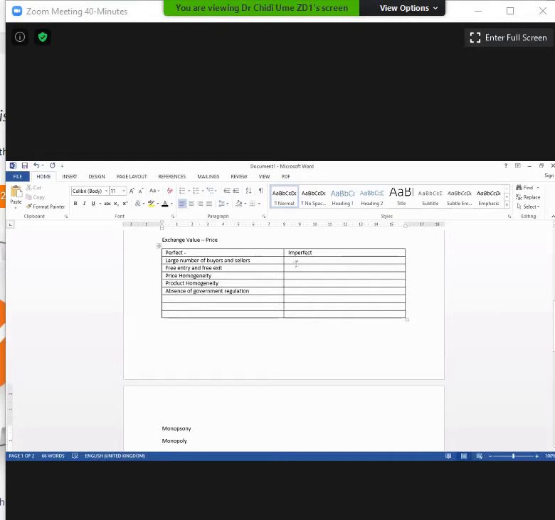When there are few buyers and sellers, there's imperfection. No free entry and exit, there is imperfection. Price heterogeneity, there is imperfection. Product heterogeneity, there is also imperfection. Government regulation, there is imperfection.